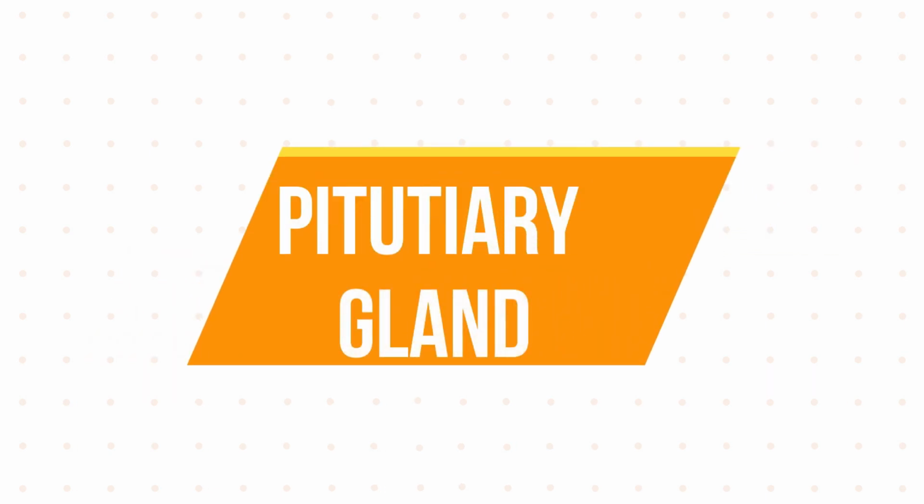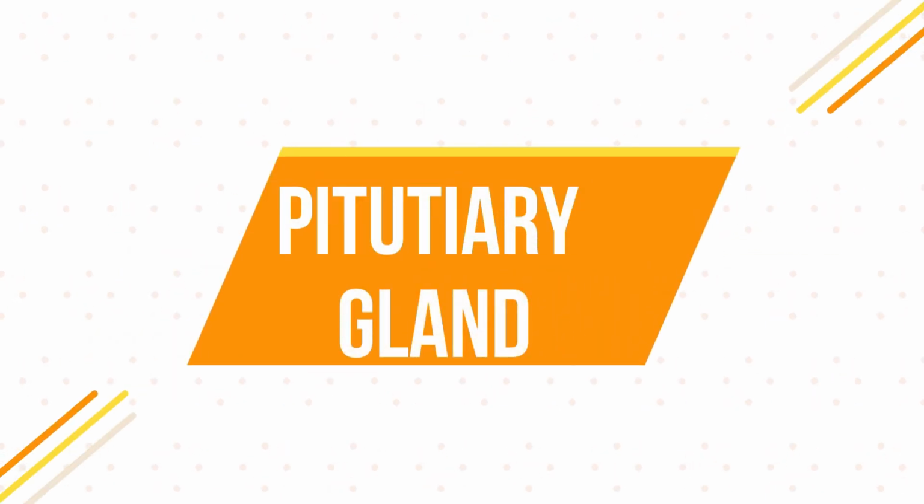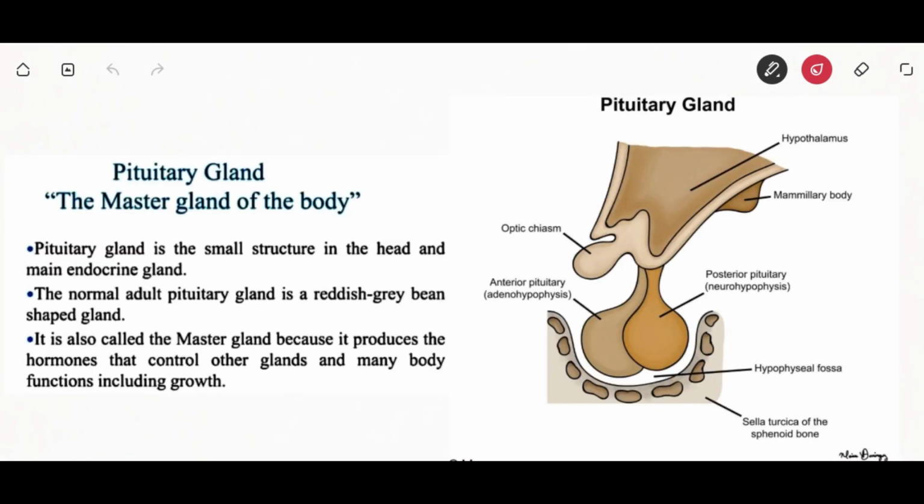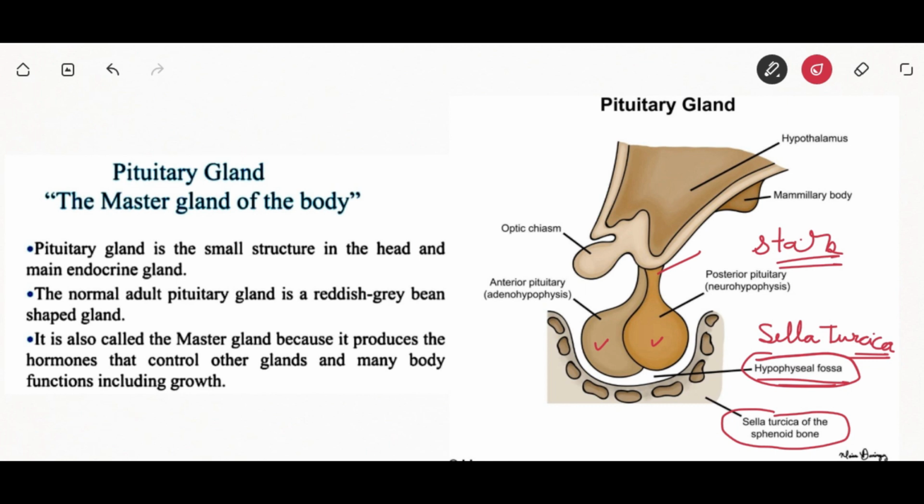The next topic is pituitary gland. What is pituitary gland? Pituitary gland or hypophysis is a small endocrine gland that is situated in the depression known as sella turcica. So where is sella turcica present? It is present in the sphenoid bone at the base of skull, and it is connected with the hypothalamus by pituitary stalk or the hypophyseal stalk.